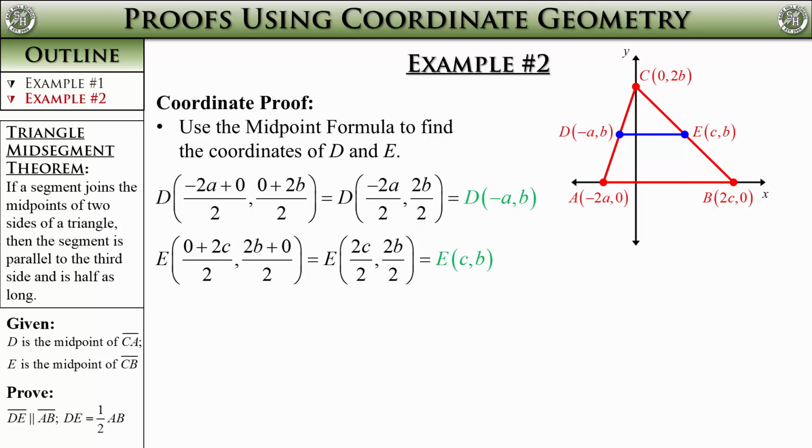Now what do we do next? The first part of the proof is to show that line segment DE is parallel to line segment AB. That should be telling you the next step is to use the slope formula to do just that.